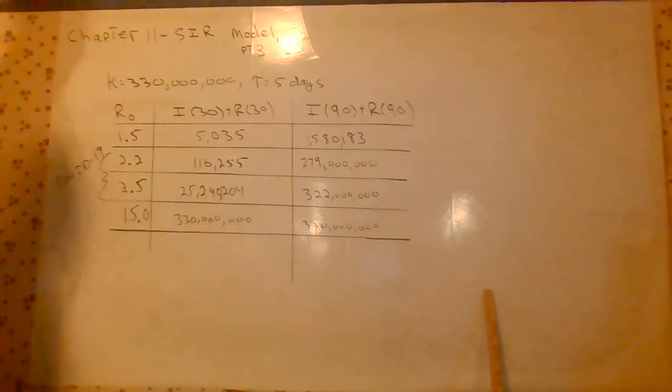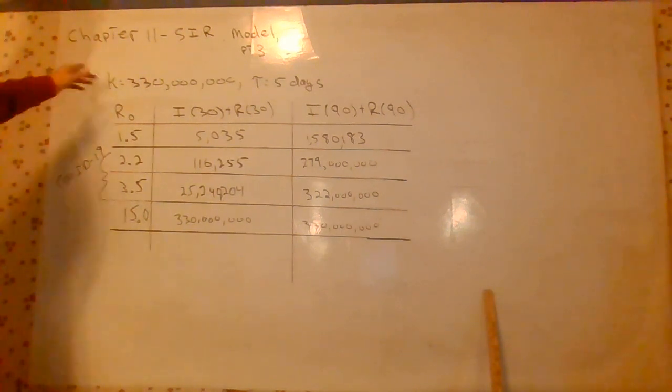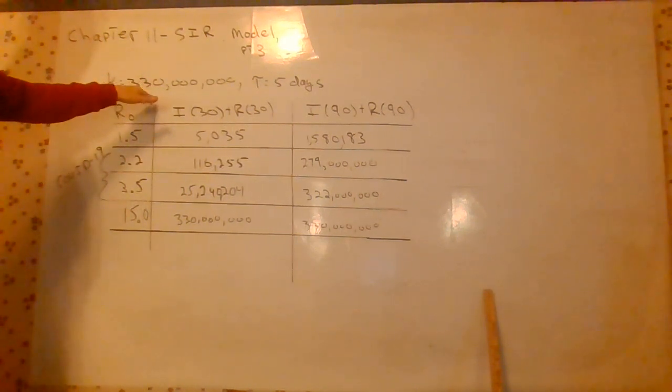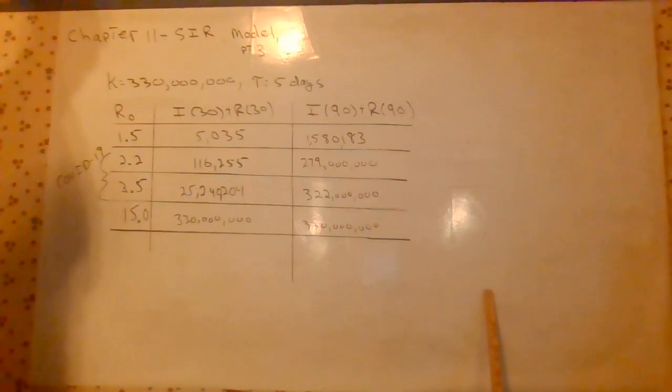Chapter 11, SIR model part 3. Here's just a couple more points. We'll assume we have a total population of 330 million. It's roughly the population of the United States.